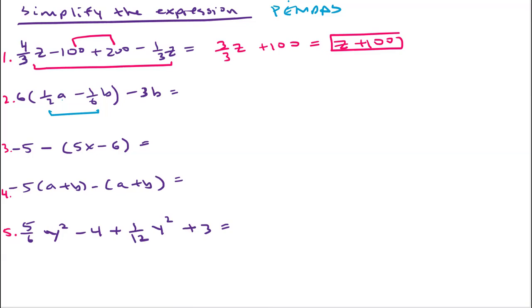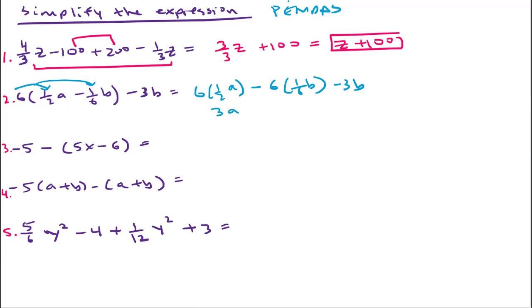Okay. So when I distribute that 6 to each term, let me rewrite that. We get 6 times 1/2 A minus 6 times 1/6 b. And I still got the minus 3b out in the front. So I just distribute that. And I like this better because I know 6 times a half, or half of 6, is just 3, isn't it? So that would give me 3a.